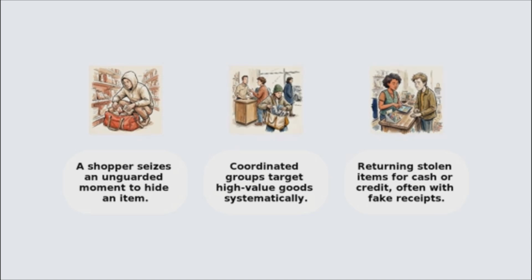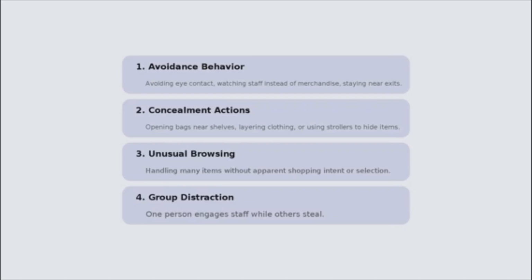Knowing the category isn't enough. You need to spot the signals on the spot. Shoplifters avoid eye contact and watch staff instead of merchandise. Watch for concealment, opening bags near shelves, layering clothing. Unusual browsing, handling many items without choosing any, is a clear warning sign. And in organized retail crime, distraction is deliberate. One person engages your staff while others act.